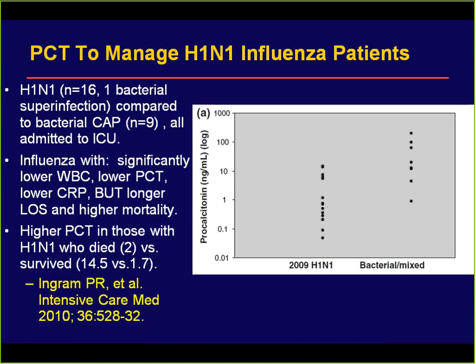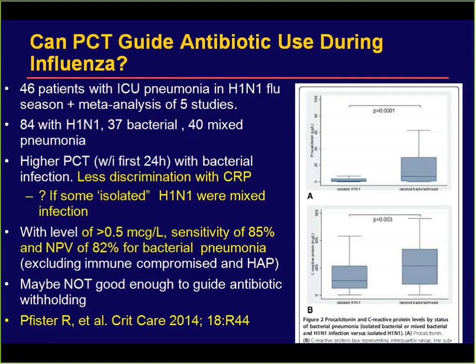And as you can see in this relatively small study, the discrimination between pure H1N1 influenza and mixed infection wasn't perfect. And so, again, the way I would take this away is if you have an extremely low level of procalcitonin in the setting of influenza, it probably is safe to withhold antibiotics. But again, once the level begins to rise even a little bit, then the chance of mixed infection is enough that you probably want to use antibiotics in that setting. So it's not perfect in the setting of influenza.